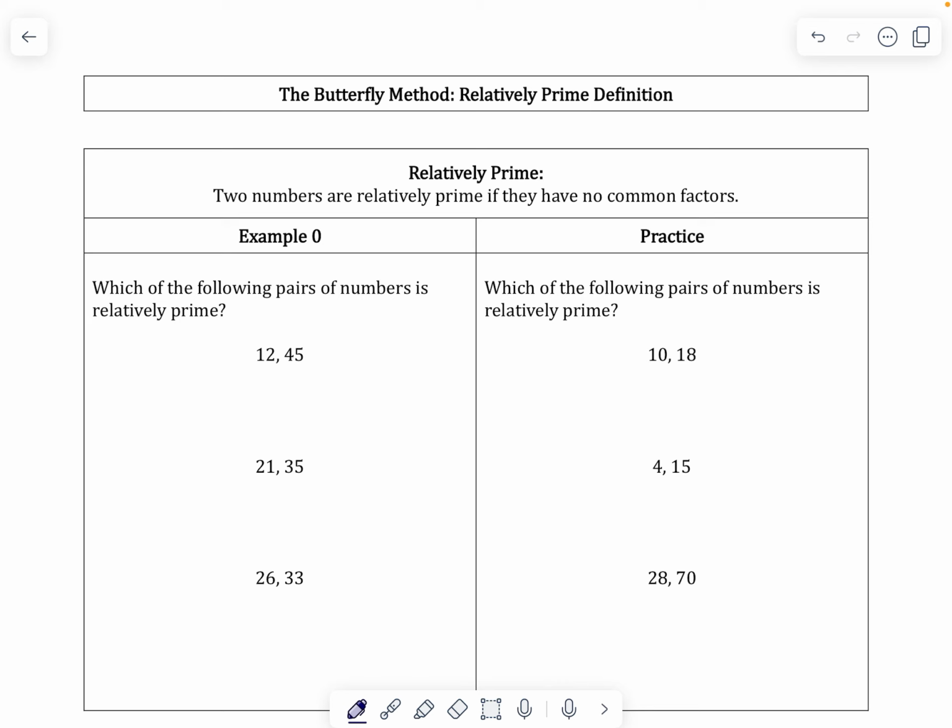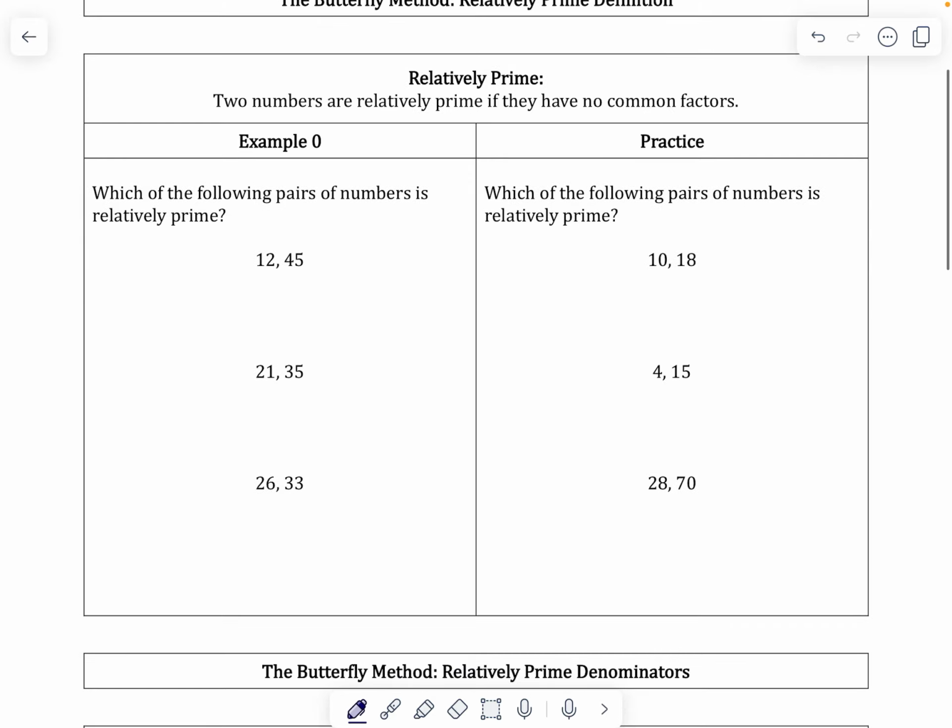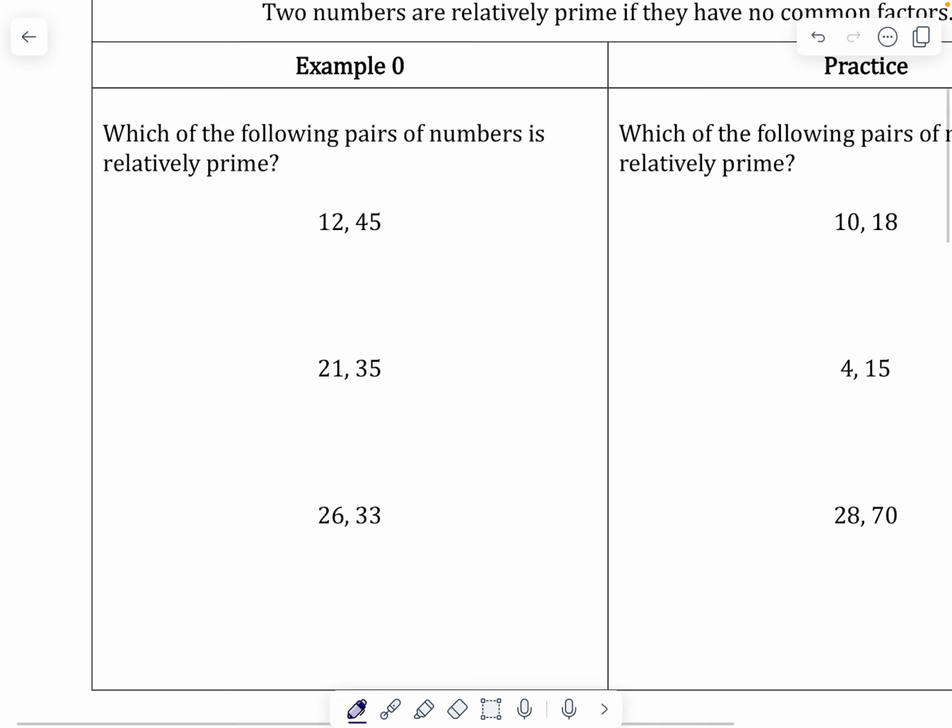But first, let's take a look at what it means for two numbers to be relatively prime. This happens when the numbers have no common factors. Let's start here in example 0, and we're going to compare 12 and 45.